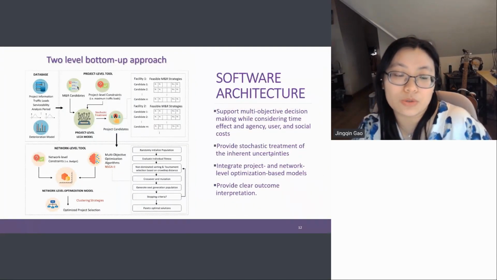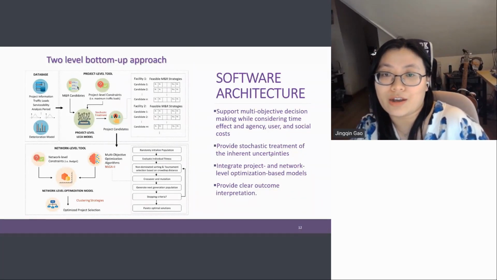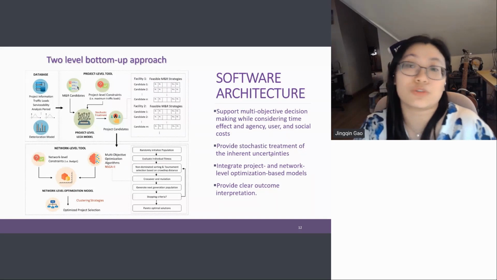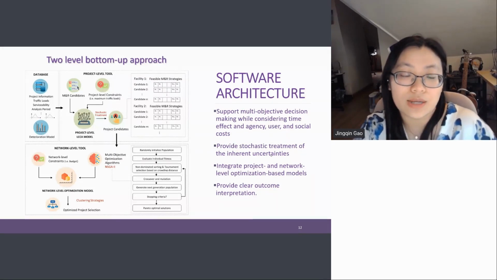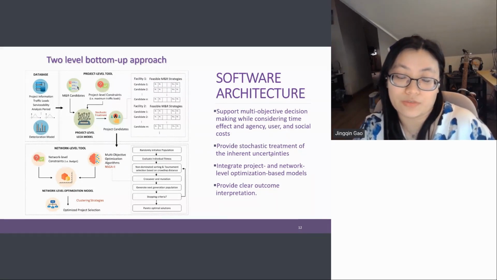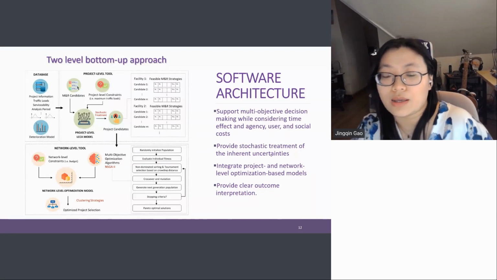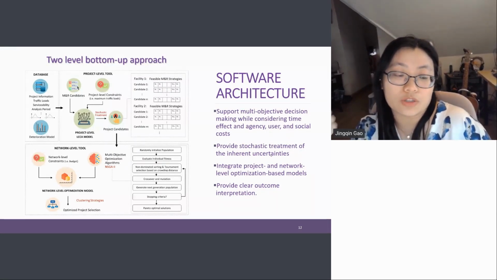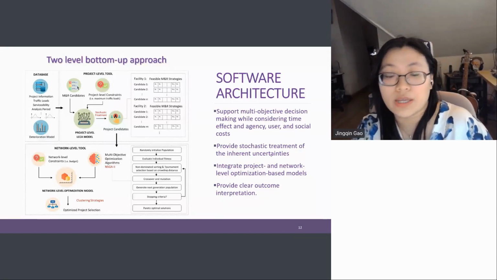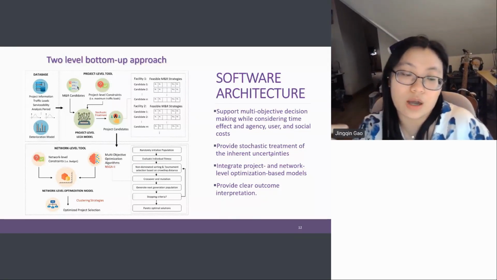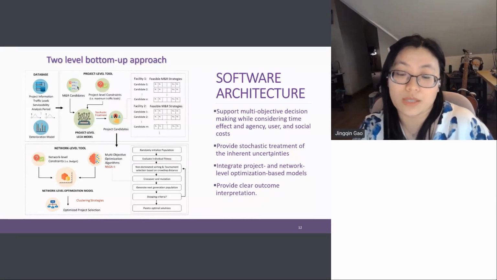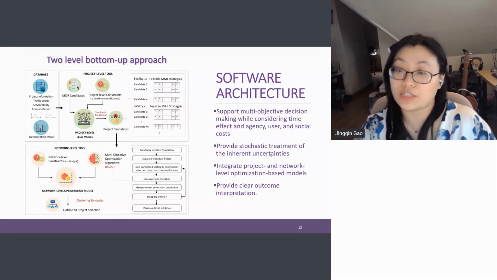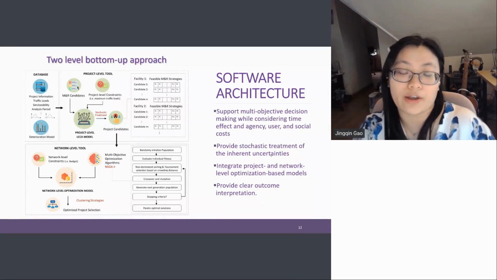And this tool enables both project level analysis and network level analysis. And it uses what we call a two-level bottom-up approach that supports multi-objective optimization. It also considers time effect, agency cost, and also accounts for user and social cost. And all of these cost components are optional, which means if you only want to take a look at agency cost, there's an option there.